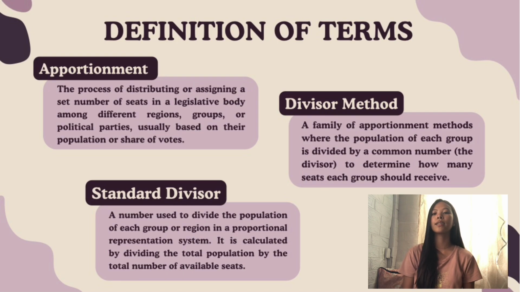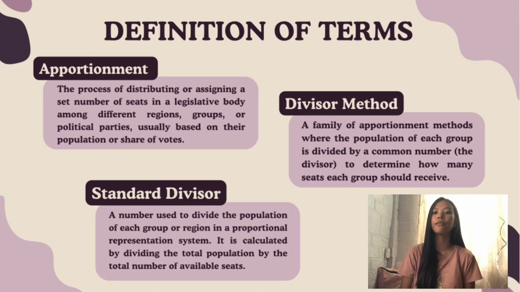The second one is the divisor method. It works by dividing the population of each state or group by a common divisor, then rounding the result to assign seats. The divisor may be adjusted if necessary to ensure the total number of allocated seats matches the available seats. And the last one is the standard divisor.